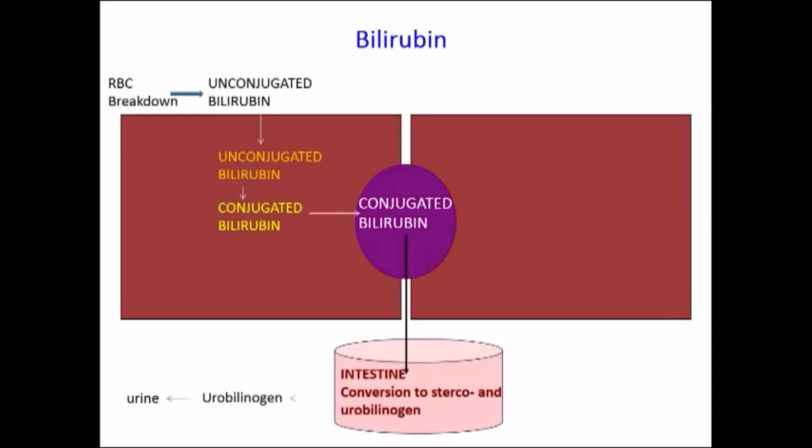The water-soluble conjugated bilirubin is secreted through the canaliculus, and that's the canaliculus in the middle, two hepatocytes on either side. So you get your conjugated bilirubin in the biliary canaliculus, from where it finds its way through the biliary tree into the intestine, where bacteria convert it into stercobilin and urobilinogen. Some of the urobilinogen can be reabsorbed and come out in urine.